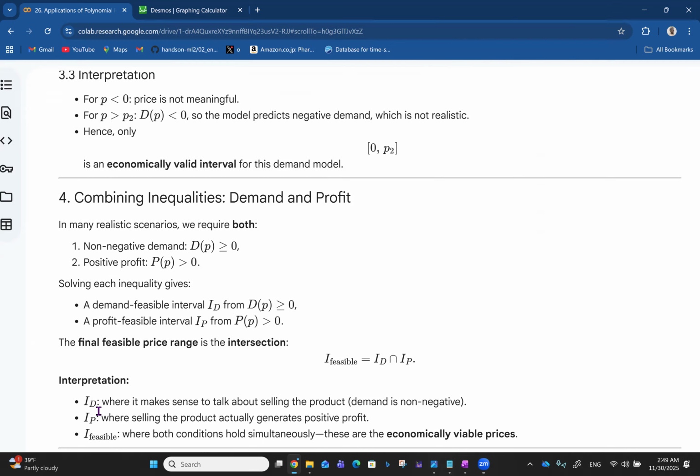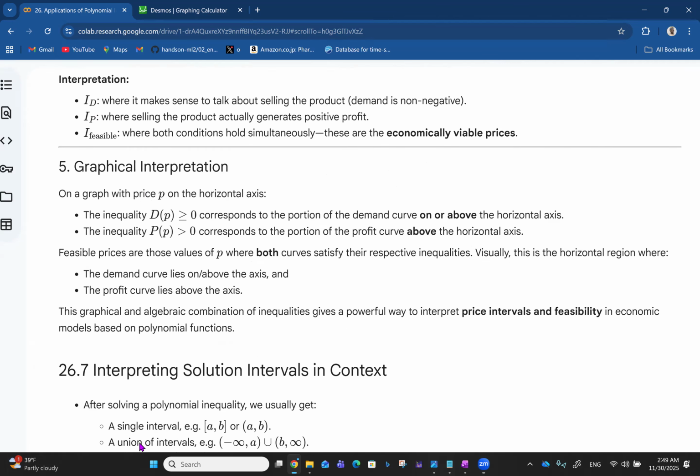Interpretation: I_D is where it makes sense to talk about selling the product, that is, demand is not negative. I_P is where selling the product actually generates positive profit. I feasible is where they intersect, so where both conditions hold simultaneously, these are the economically viable prices. If the region where selling generates profit intersects with the region where it makes sense to sell, then you have a feasible place to sell.